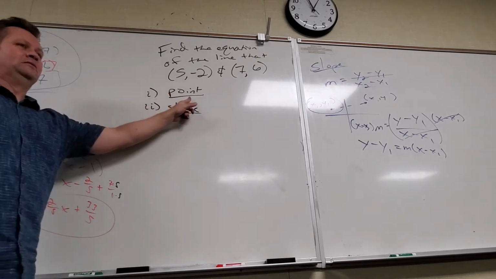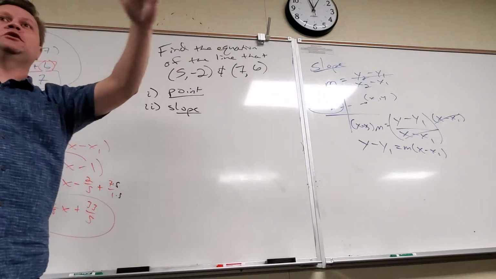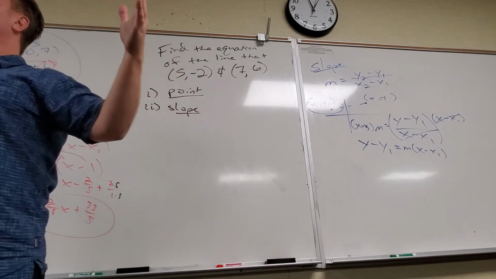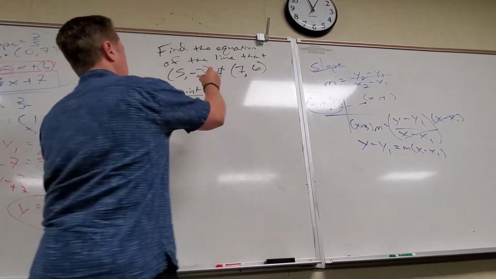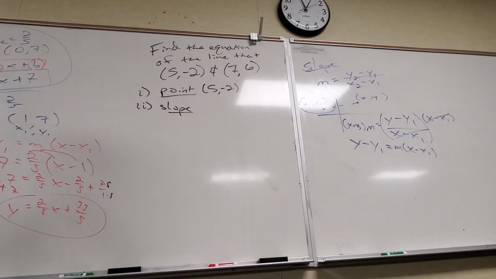Do I have a point? Yes. Sometimes I have a point. Today I do. I have two points. Which one do you want to use? You can use either one. Say again? 5 and negative 2. 5, negative 2, okay. To be honest, we're actually going to use 7, 6 later just to show you get the exact same equation.